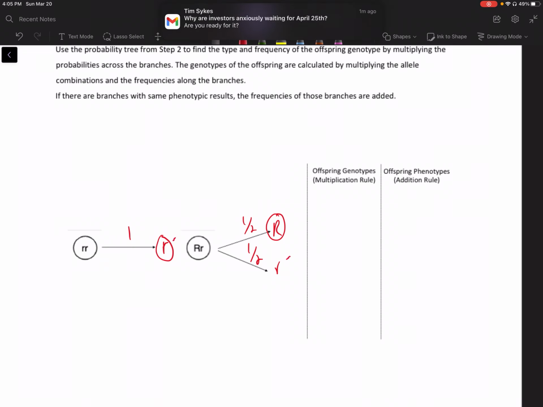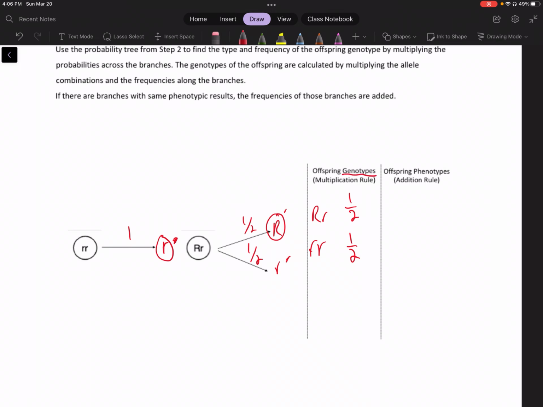and then this probability times this probability. What I mean by that is this: the genotypes that we can have are capital R and lowercase r from this one to this one, and lowercase r, which is this one to this one. And so we're going to multiply. 1 times 1/2 is 1/2. 1 times 1/2 is 1/2, or what you guys know as 50%. So that's my genotype, because remember, genotype is the alleles. There are only two different alleles we can have: capital R, lowercase r, and lowercase r, lowercase r.